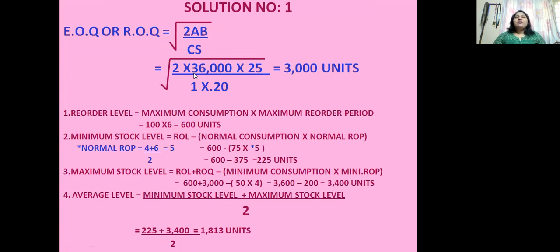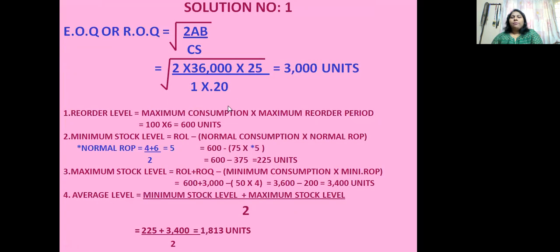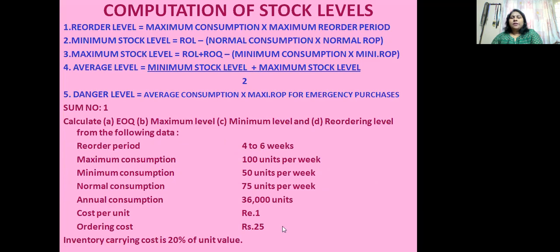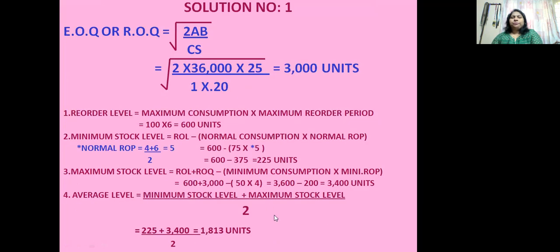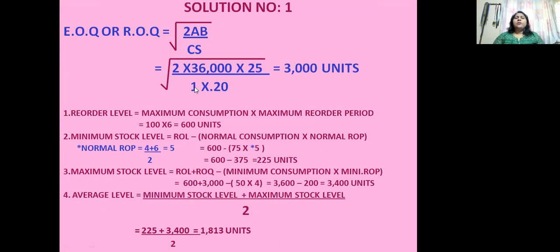Root of 2AB divided by CS, 2 into 36,000 into 25 divided by 1 into 0.20. A is 36,000, am I right? And then B is 25. Look at the problem if you have doubt. B is 25 and C is 1. Okay. And S is 0.20. That's what I substituted here. I simplified, then I got the answer 3000 units. Then I started calculating the stock levels.